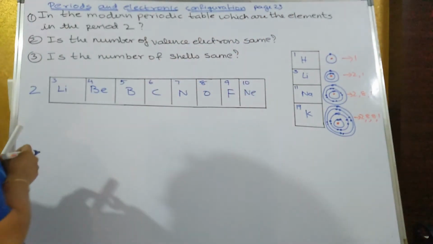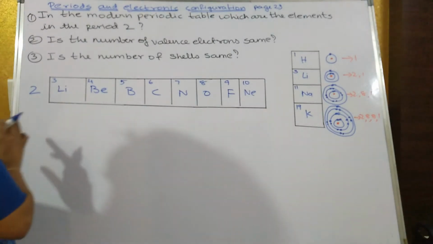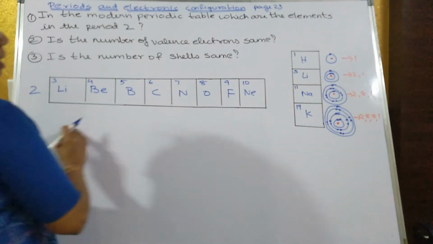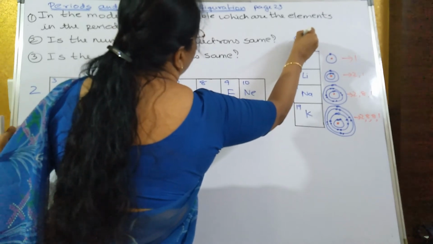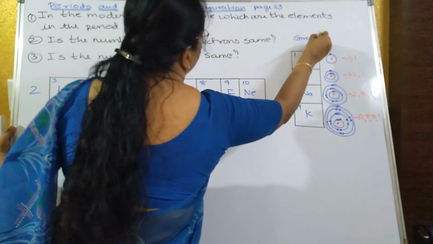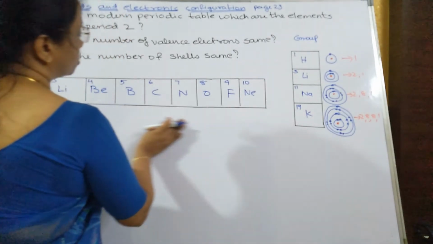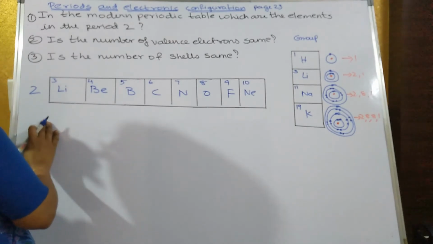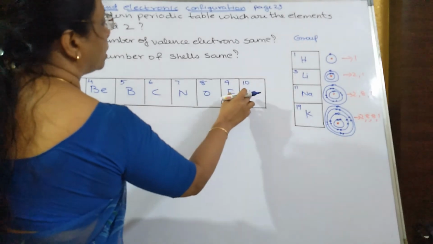Now in the modern periodic table, which are the elements in period 2? Now we should know that period is going this way, a horizontal row it is in period, and columns come in group. So in group we have columns, and in period we write the elements in a horizontal row. So what are the elements in period 2? Lithium, beryllium, boron, carbon, nitrogen, oxygen, fluorine and neon.